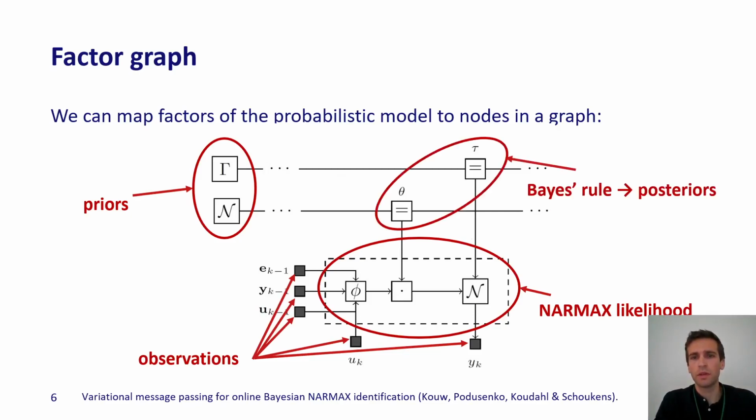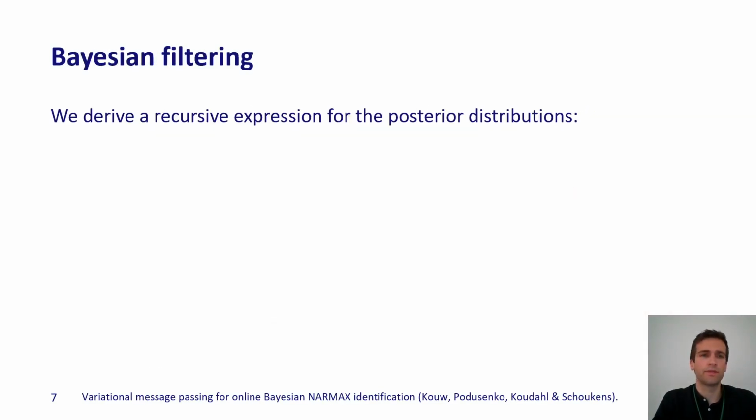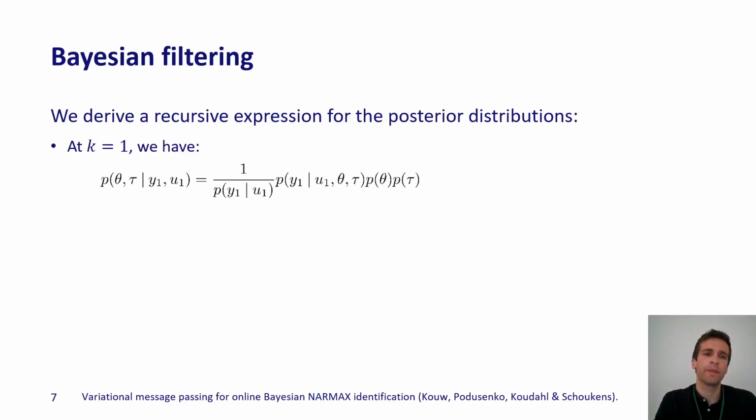These two nodes, the ones marked with an equality, are where we apply Bayes' rule to get posteriors. So how does that work? These are called the Bayesian filtering equations, and we derive a recursive expression in the paper.